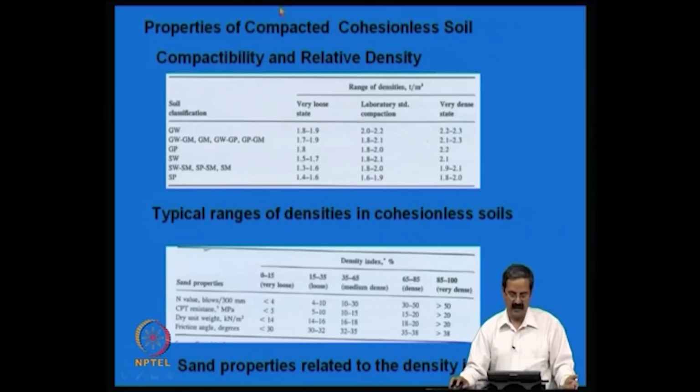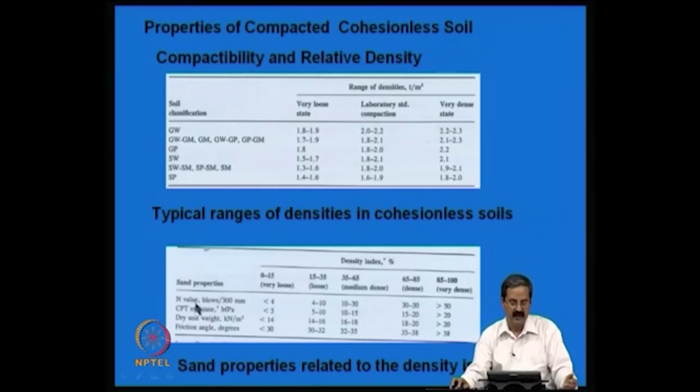A very important point in this is that the densities are related to, say for example, the definition of a relative density or a density index, in which you need the density, the minimum density, and the maximum density. Based on that you get the density index, and for densities in the range of 0 to 15% you say it is very loose, and 15 to 35 it is loose, then medium dense, dense and very dense.